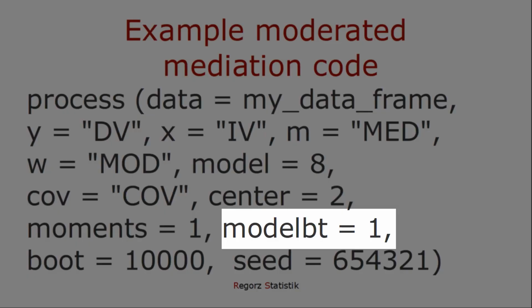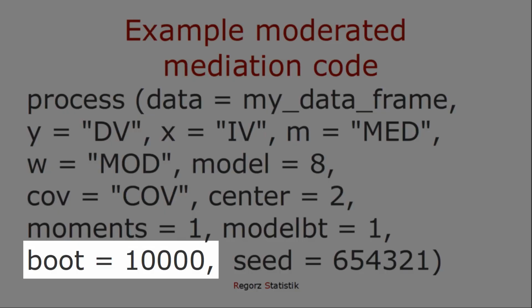The key results of moderated mediation are bootstrapped, so they are robust against possible violations of the normality or the homoscedasticity assumption. But all the other model parameters are not bootstrapped as a default. So if you want to have robust results there too, you should set model BT to 1.